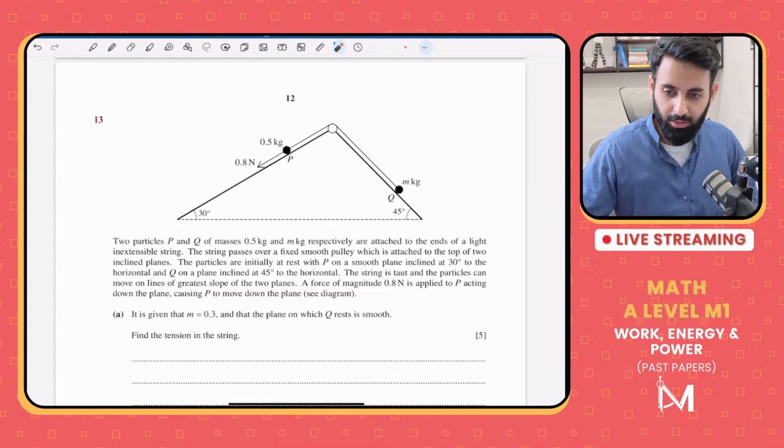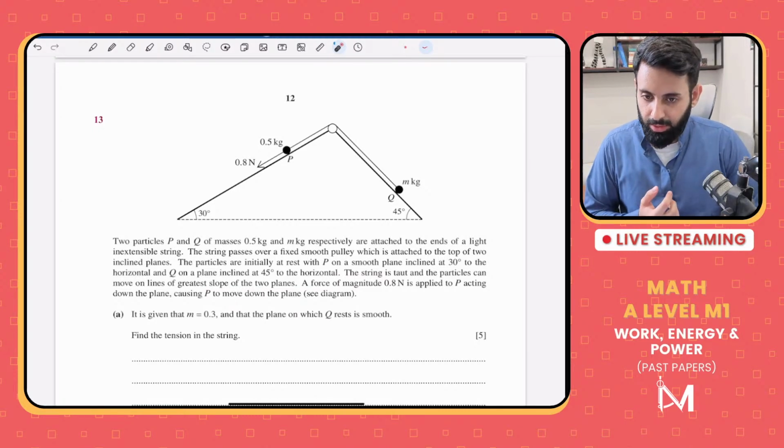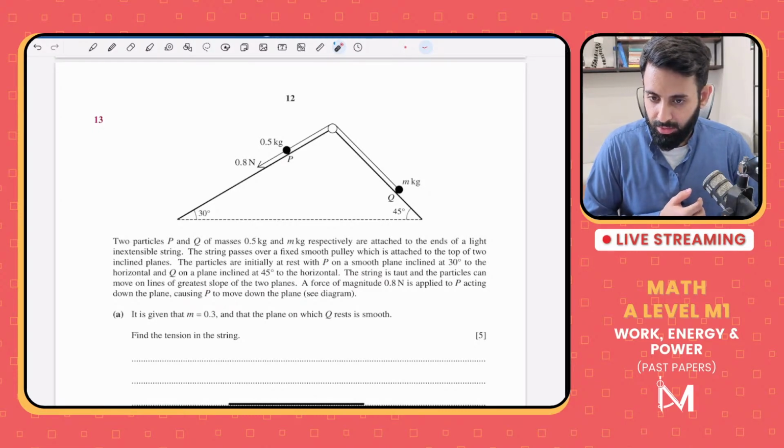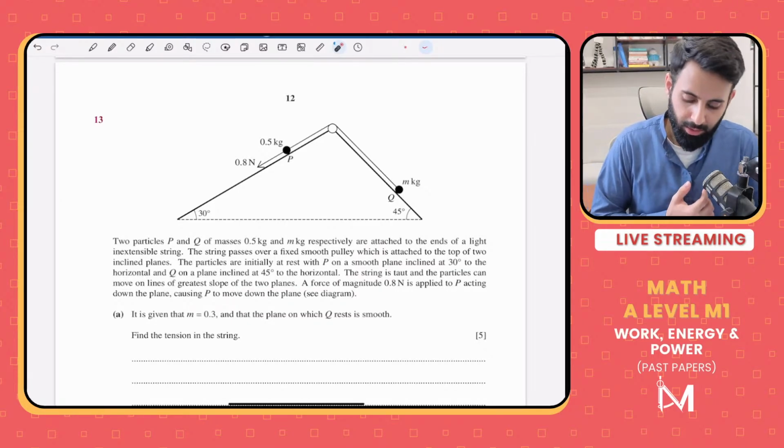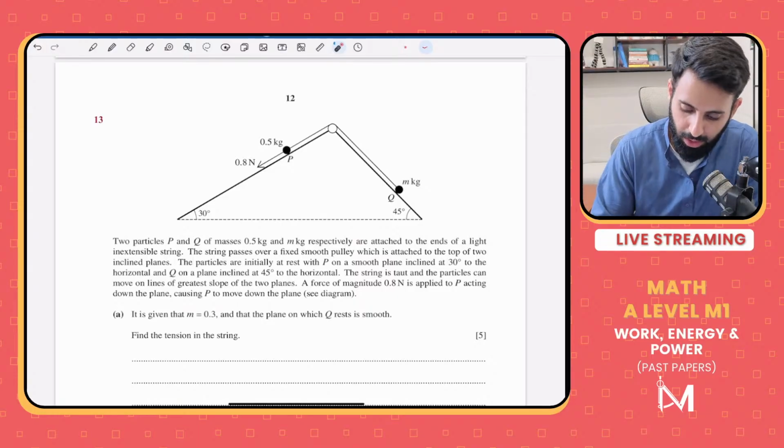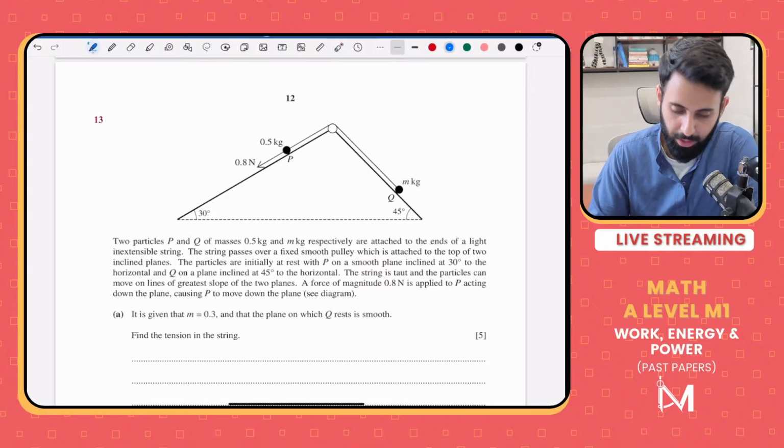Okay, let's solve this question. Let's see what this says. So where to access these types of worksheets for other M1 topics? You can download them from the website, although they will be slightly different. But every stream that I do, I will share the worksheet and you can download it from the link in the description.